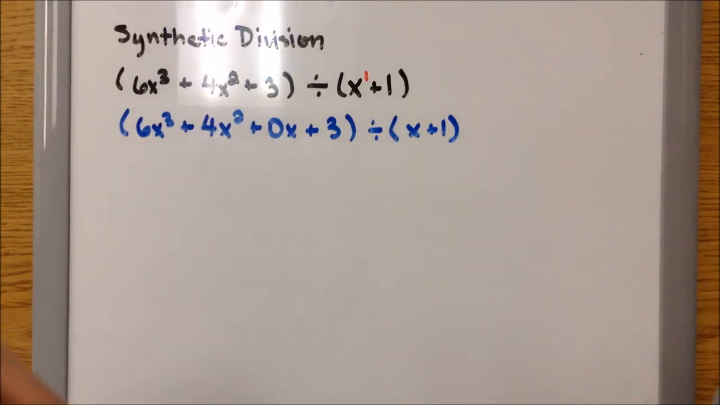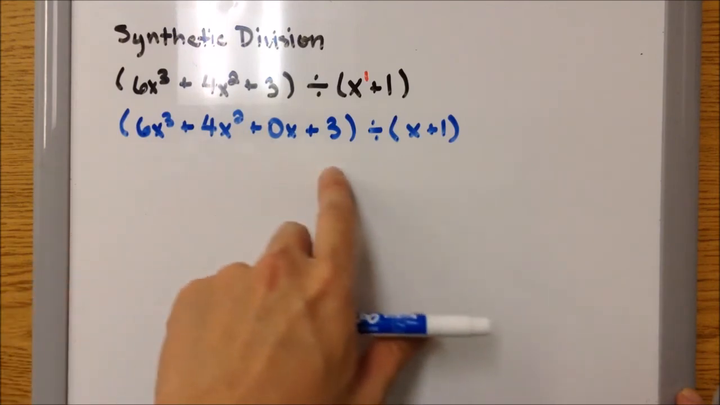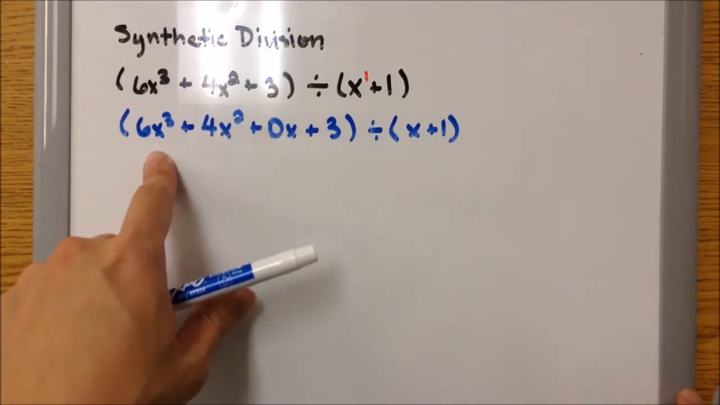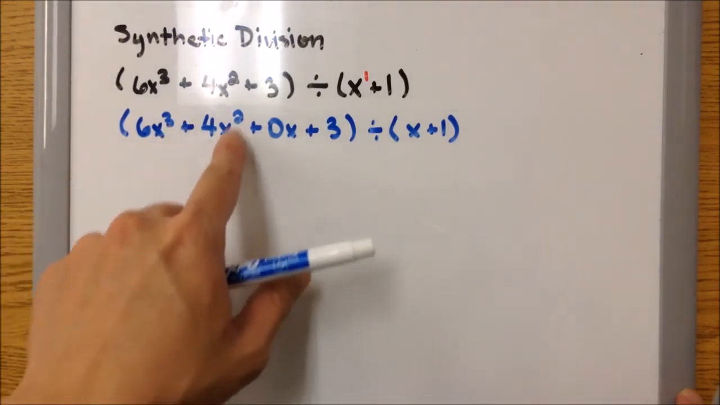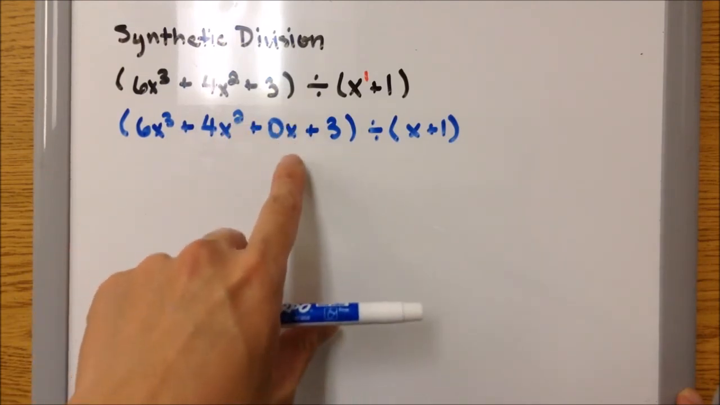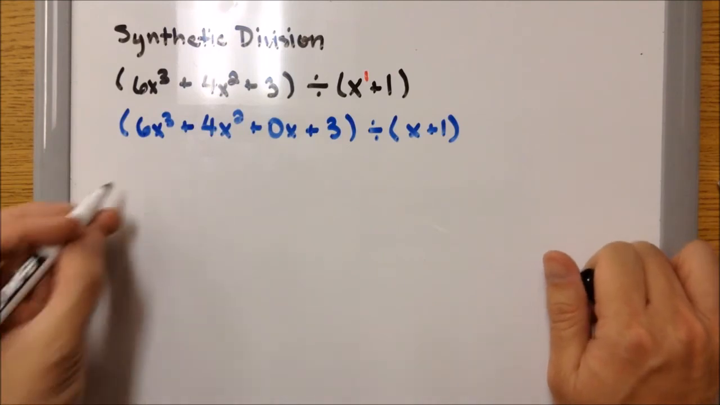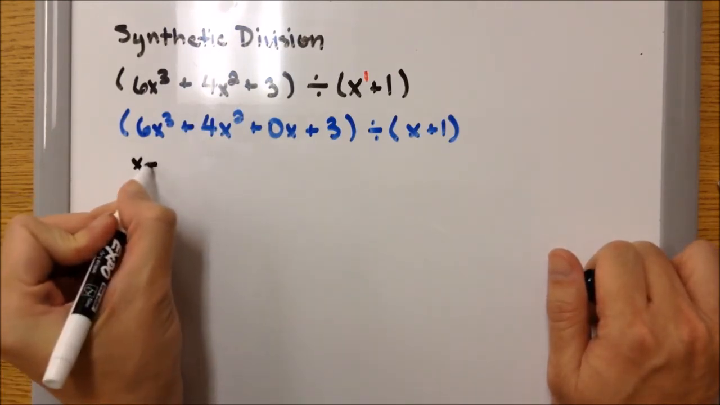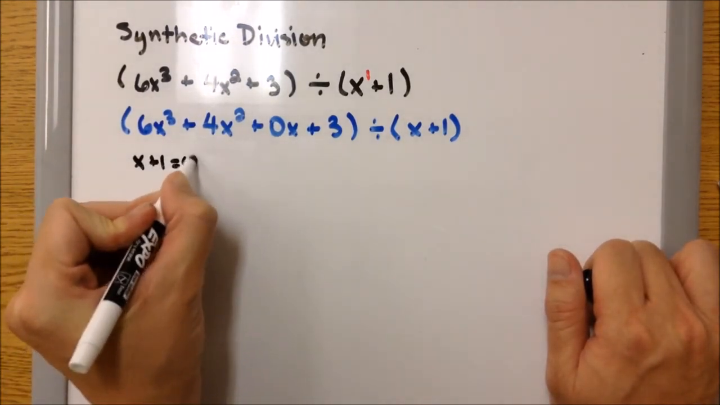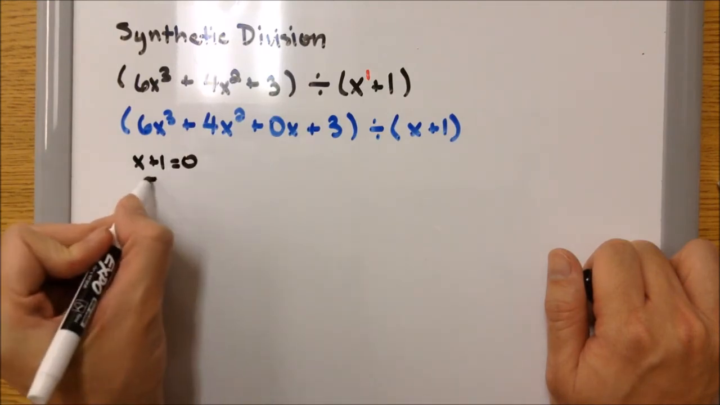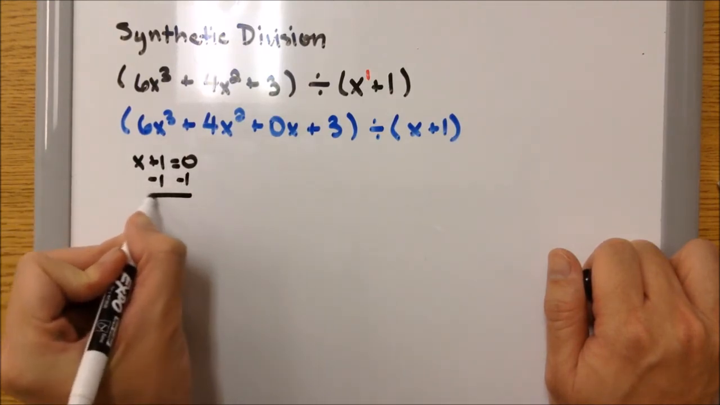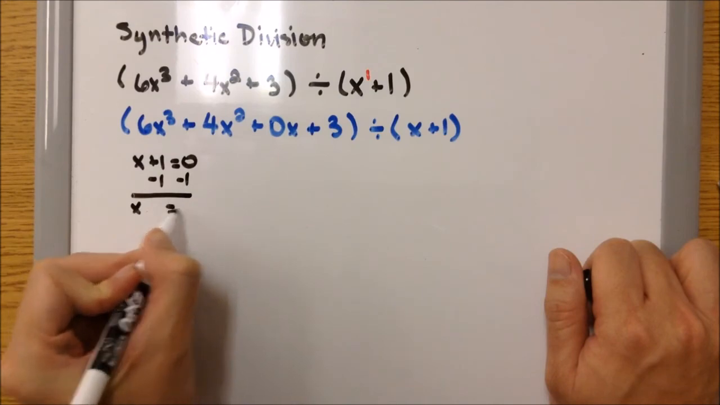So again, when you're doing division, synthetic or long, you need to have all terms. So if you start with the x to the third, make sure you have x to the third, x squared, x1, and then a constant. Alright, now time to set it up. So first, my divisor, x plus 1 equal 0, and then we're just going to find a 0. So minus 1, minus 1, so x equal negative 1.